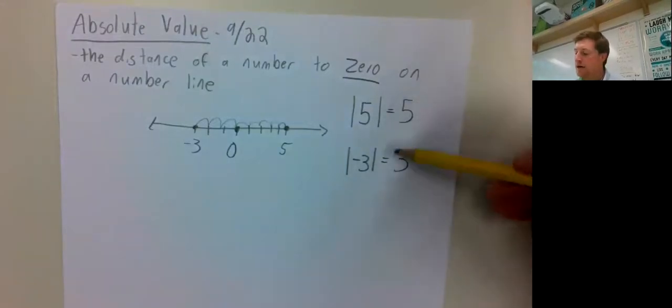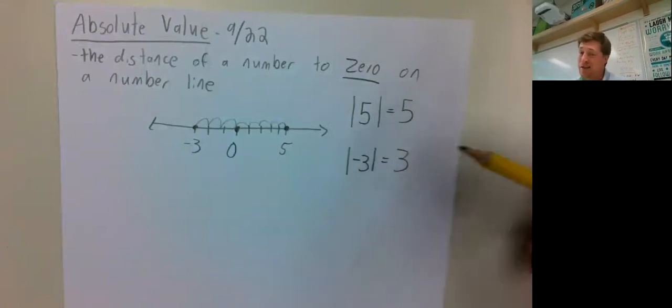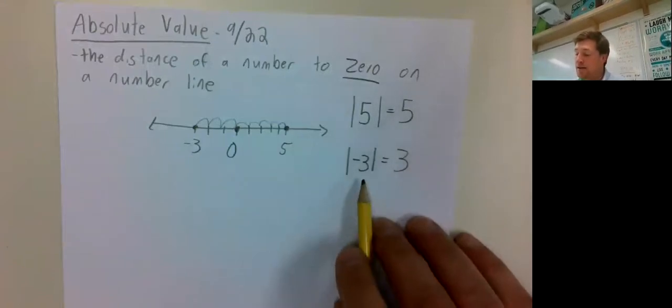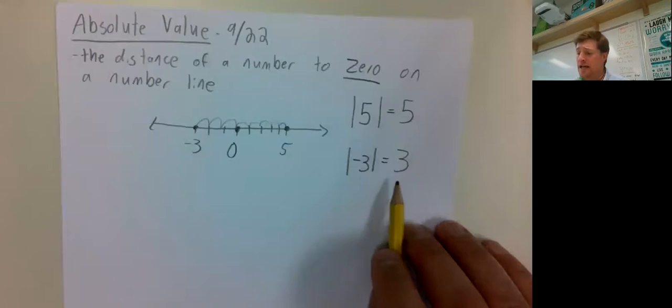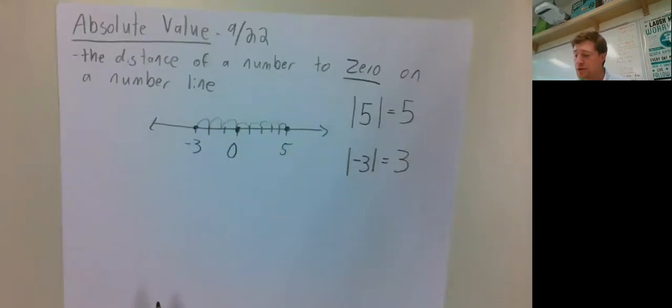So the pattern here is that the absolute value is always positive. And really a simple trick to think about it is, if there's a negative in the absolute value, all I need to do is turn that number into a positive. So again, it's basically the number of steps away from 0 on a number line.